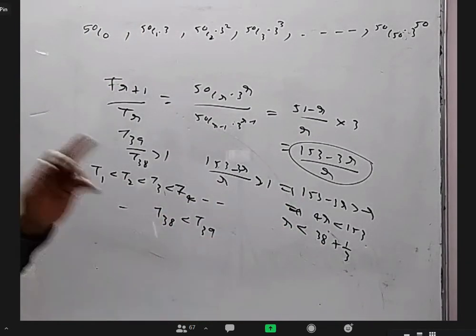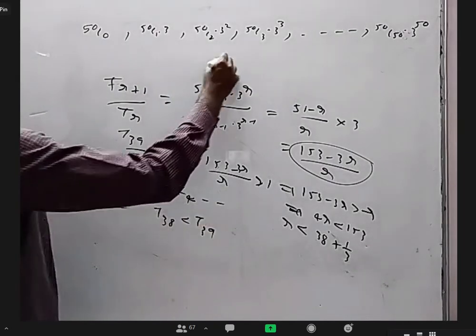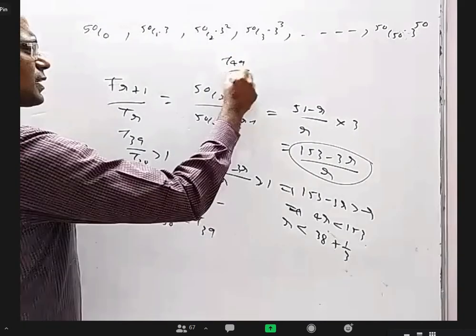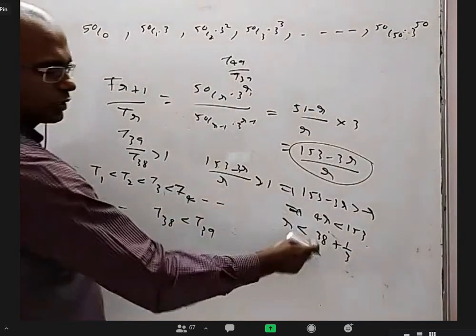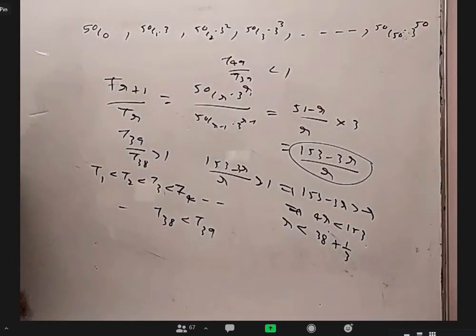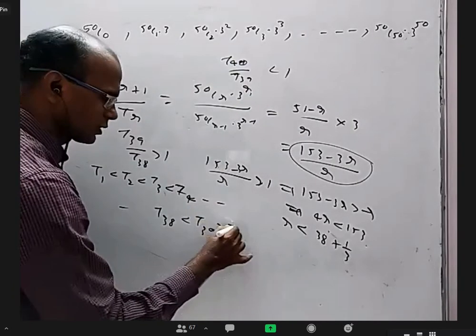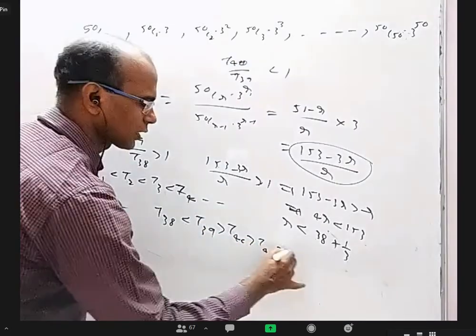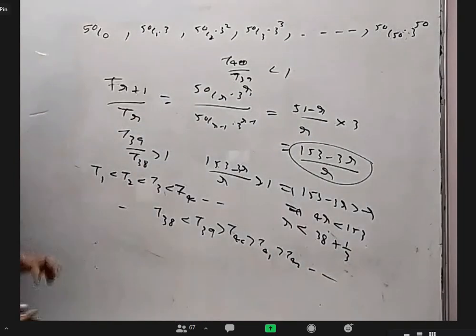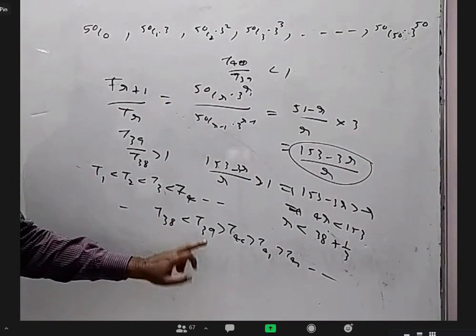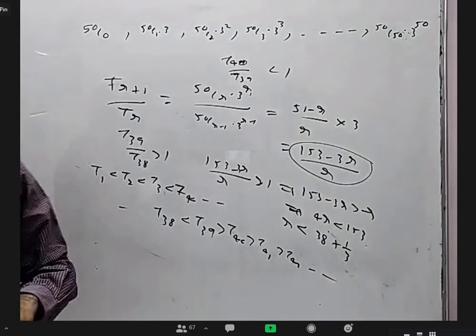That's why you could write it. But when I take r equal to 39, I get T40 by T39, and that is not greater than 1, because it is crossing this, so it will be less than 1. From that, I get T39 is greater than T40. So this is greater than T40, greater than T41, greater than T42, and so on. You can see the values are increasing up to T39. After that, they decrease. Am I right?